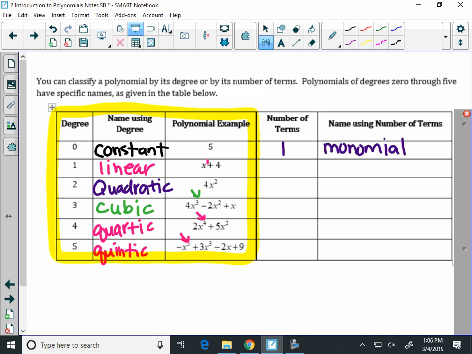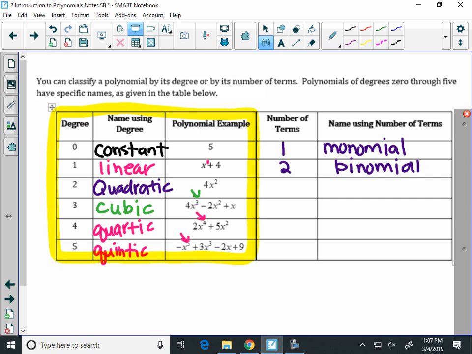Okay? That one-term expression is called a monomial. Now, in this expression right here, how many terms are there? 2. And we call that a binomial. Think about factoring. We factored binomials. So that is actually a linear binomial, if you wanted to be super formal about it.